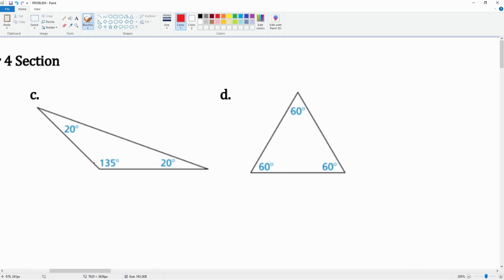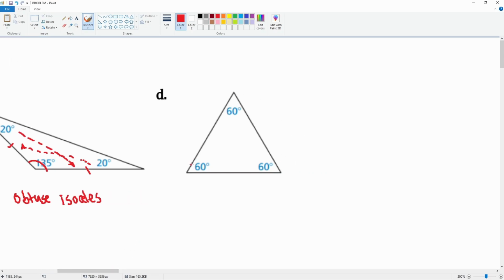Next, we have C. This is bigger than 90, making this considered to be obtuse. And now we want to take a look at the angles. This is 20 and this is 20. So this 20 degrees tells you about this opposite side, and this 20 tells you about this opposite side. The fact that these two angles are congruent means their opposite sides are also congruent, making this an isosceles triangle. So this is considered to be an obtuse isosceles. There should be an extra E here.